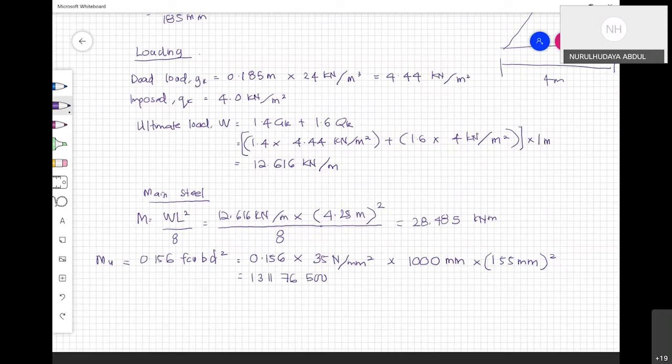131176500. Okay, so you ada koma sini. Alamak, dapatnya.